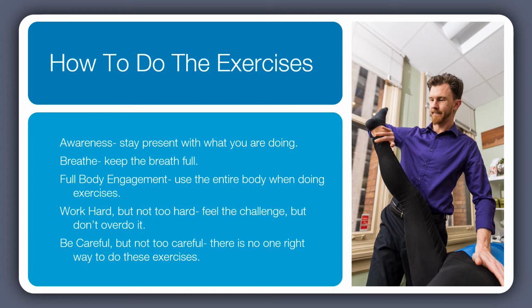So as we go through these 6 exercises, it's important to look at how to perform these exercises. And so there's 5 things to keep in mind as you're performing the exercises. First is being aware, not distracted, really stay in your body, feel what's going on. Breathing deeply can really help with this. Also, even though we're focused on the lateral hip, all of these exercises are going to engage the entire body, and so you want to stay engaged through the entire body as you do these. You want to push yourself, but not too hard, and you also want to be careful, so don't do anything that doesn't feel right.